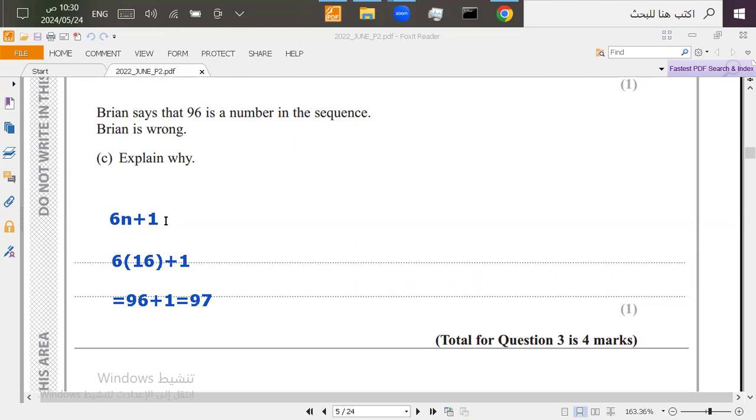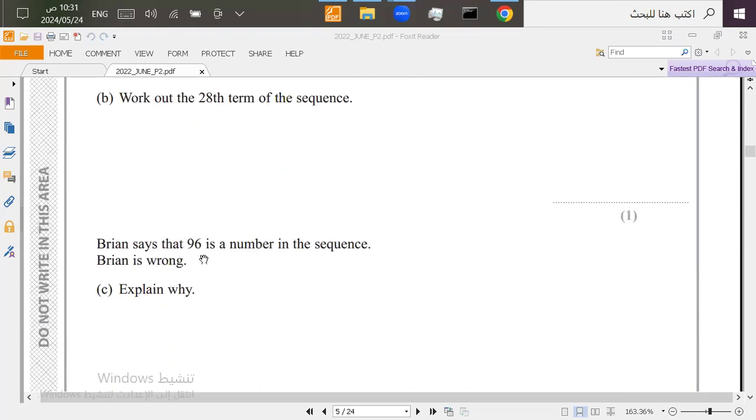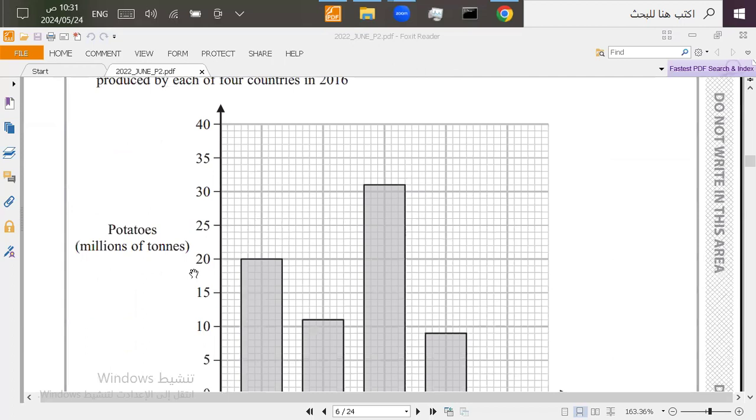It's not in the sequence because when you find it with the nth term, you'll find out there's a 97, not 96. Basically, let's take a look at the sequence again. You'll notice that all the numbers are odd numbers, and 96 is an even number, so it's not in the sequence. And this is how you explain this answer. Now let's move on to the next question.